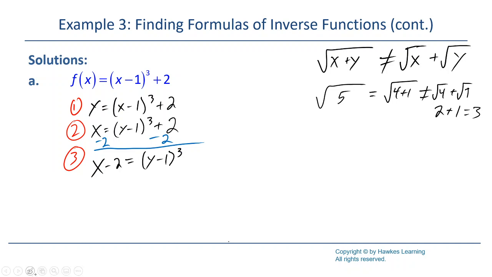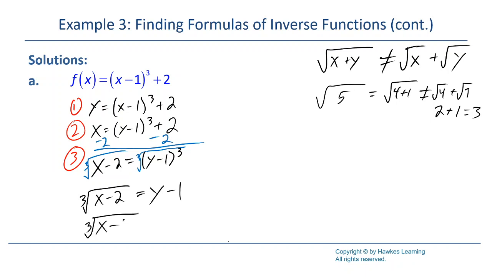Now I need to get rid of the cubed part. To do that, I'm just going to take the cube root of both sides, and that's going to leave me with the cube root of x minus 2 equals y minus 1. And then I'm just going to add 1 to both sides. And that's going to get me the cube root of x minus 2, plus 1. The 1 does not go under the cube root. That is equal to y.